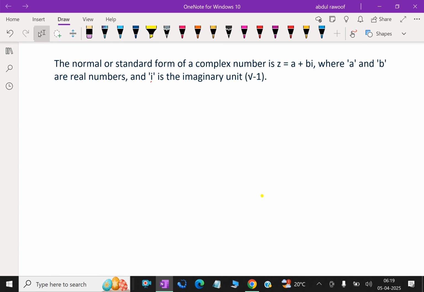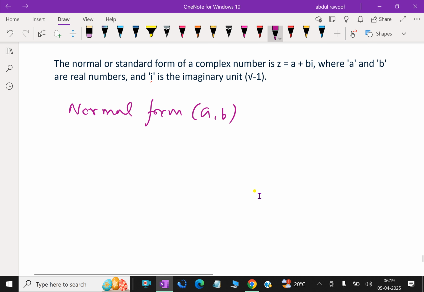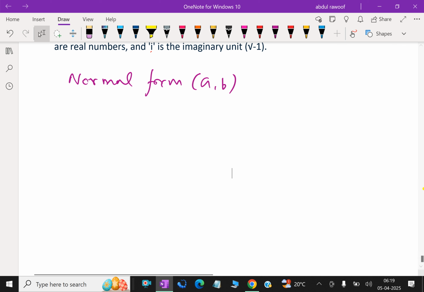Now the normal form can be represented by bracketed form (A, B). If A is the real part and B is the imaginary part, then we can represent this further. Look at here, this (0, B). What do you mean here? The real part is 0, and the imaginary part is B.